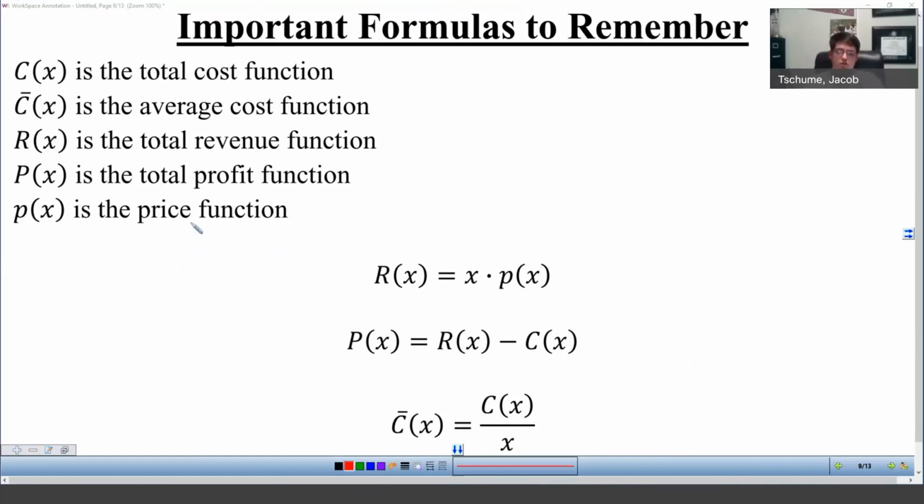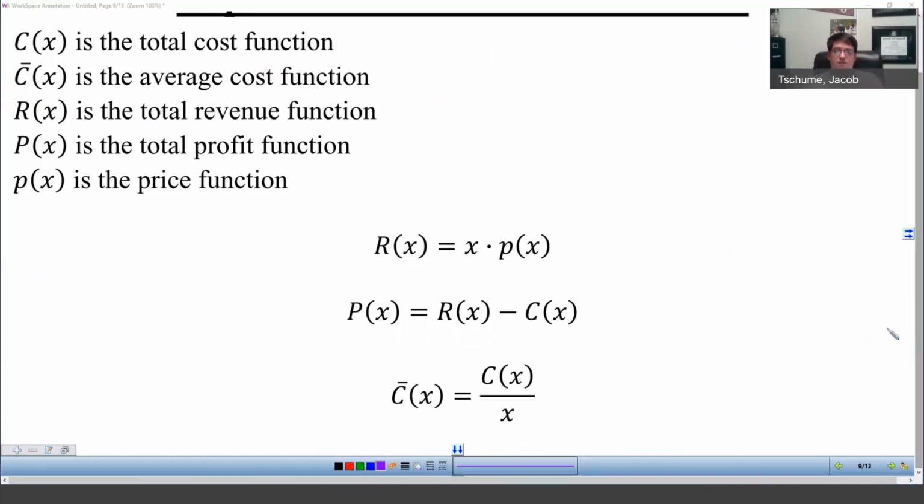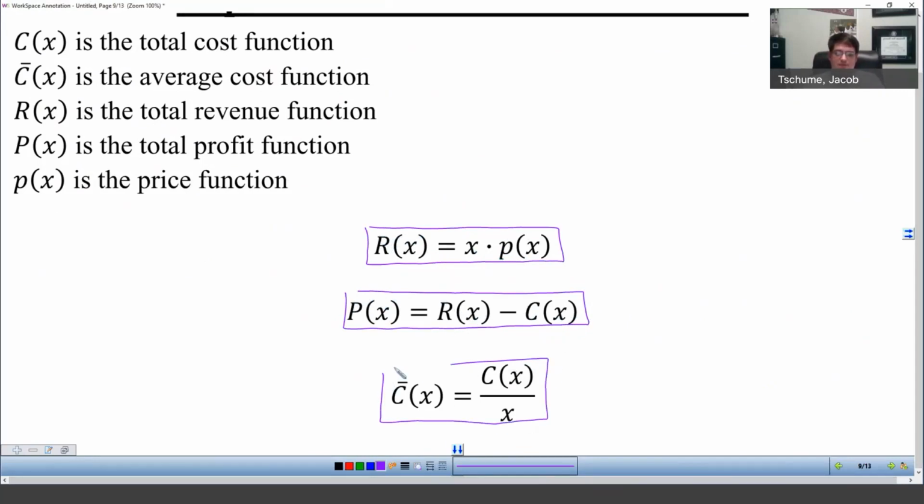Now, if those are given to you, fantastic. A few of them may not be given to you, and you may have to find them yourself. So remember from a previous section, revenue can be found by taking X times the price function. Profit can be found by taking your revenue function minus your cost. And average cost can be found by taking the cost function and dividing it by X. So if these three things aren't given to you, they can be found by using any of these three formulas. So we're going to use these ideas over the last few word problems in this section.